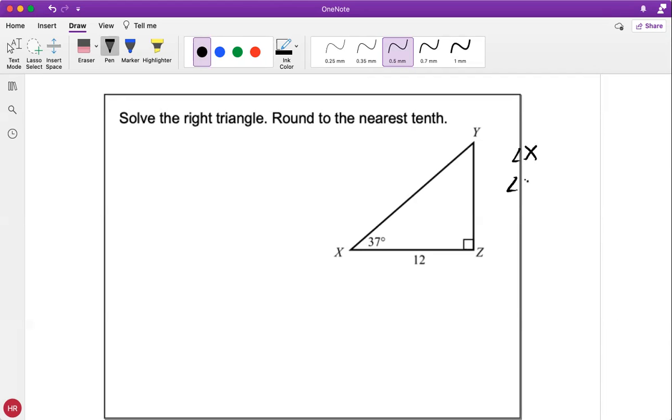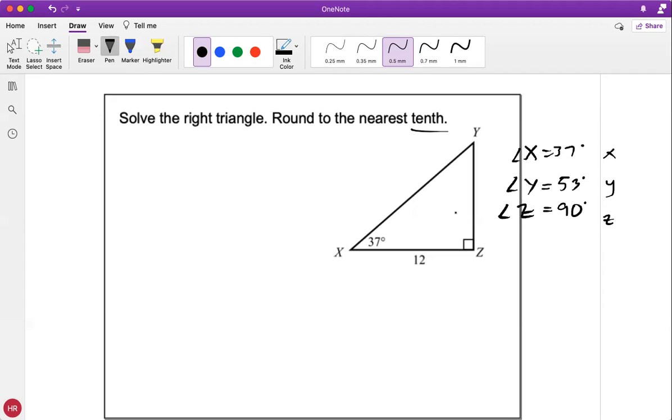Angle X, angle Y, angle Z, side X, side Y, side Z. This angle is 37. This one I'm not given, but I'm given Z as 90. So I have all the angles now if I want them. If I do 180 minus 90 minus 37, I get 53, which is my third angle here.